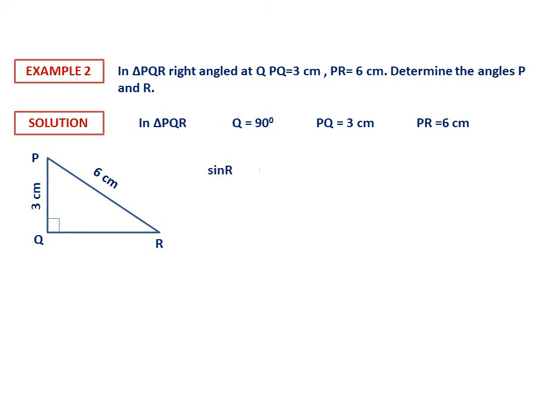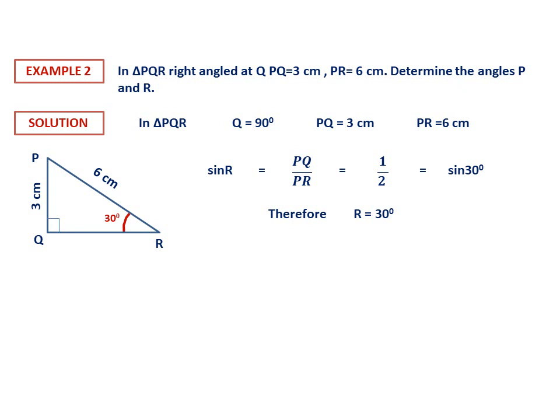Therefore, now sin R we can find. Sin R will be equal to the opposite side PQ divided by PR. So substitute. That is PQ by PR, 1 by 2. But we know that it is equal to sin 30 degree. Therefore, R must be equal to 30 degree. So the first angle is 30 degree.